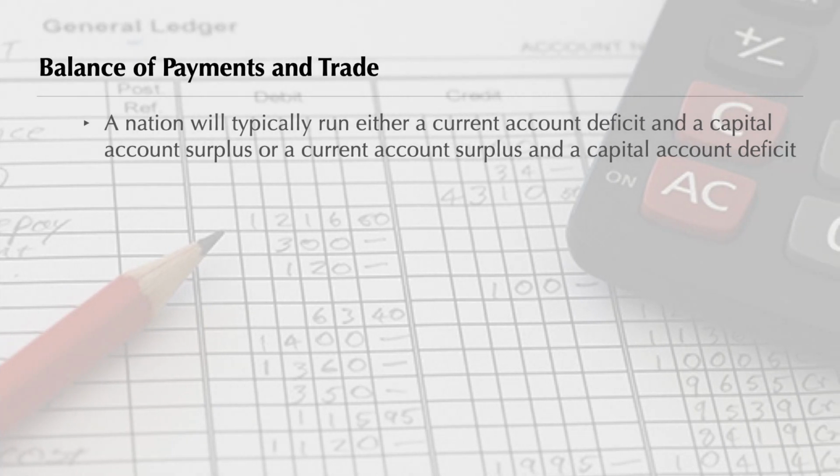When both the current and capital accounts are totaled, rarely will the total expenditures in other nations be balanced exactly with the receipts from other nations. Generally, a nation will run a current account deficit and a capital account surplus, or a current account surplus and a capital account deficit.